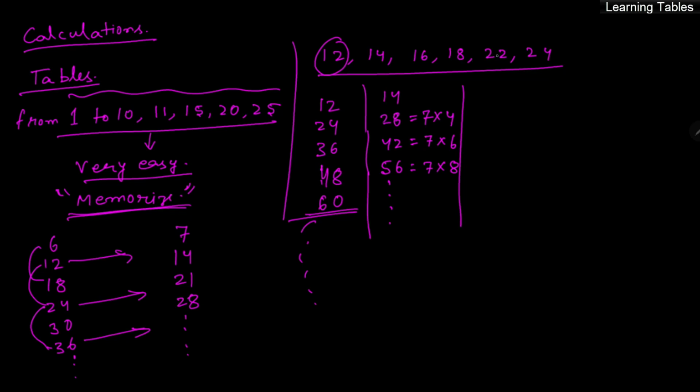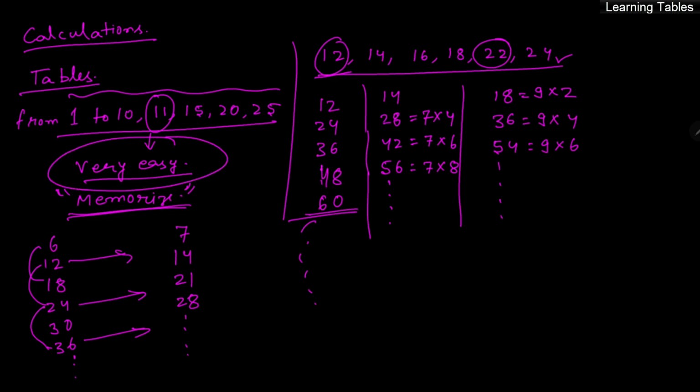For example, 22 is amazingly easy if you have done the table of 11. 18 1s are 18, that is 9 2s. 18 2s are 36, that is 9 4s. 18 3s are 54, that is 9 6s. So this way you can go ahead and complete the table of 18. Similarly, once you do the table of 12, you can also do the table of 24. So this was the easy category.